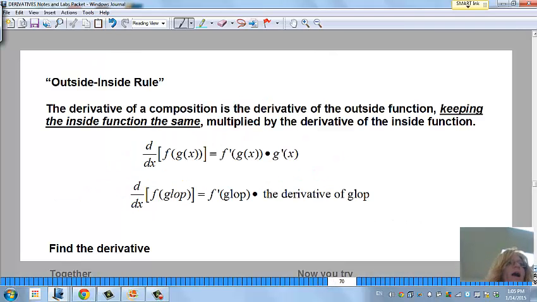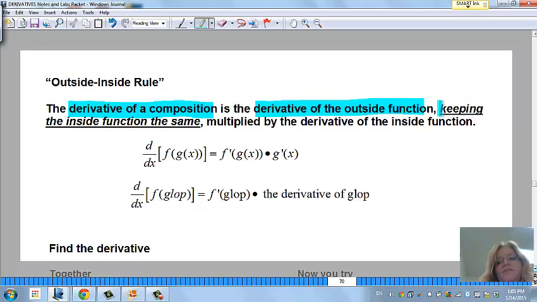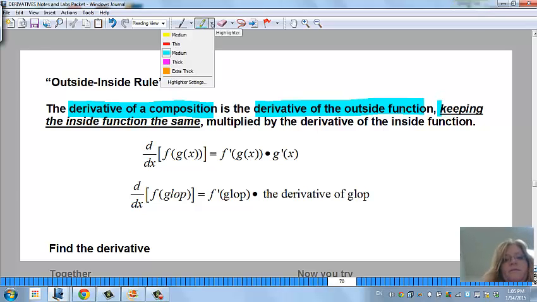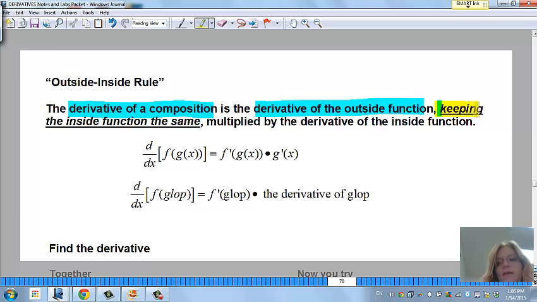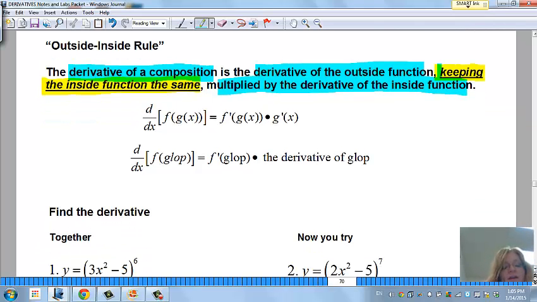All right, so I call this the outside-inside rule, okay? So let's go through this. The derivative of a composition, so that's what we're doing, is the derivative of the outside function, and this is so important, keeping the inside function the same. That is so important. And then we're multiplying it by the derivative of the inside function. So let's look at this in math terms. So the derivative with respect to x of f composite g is the f prime of g of x times the derivative of the inside.